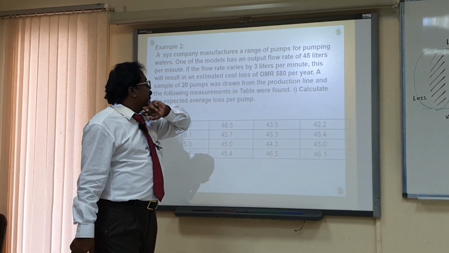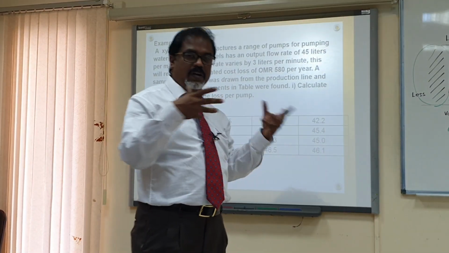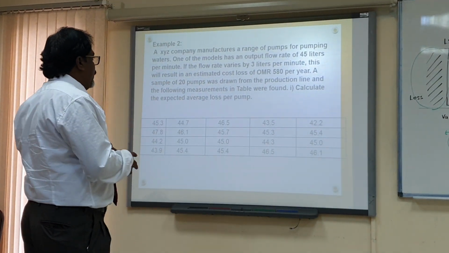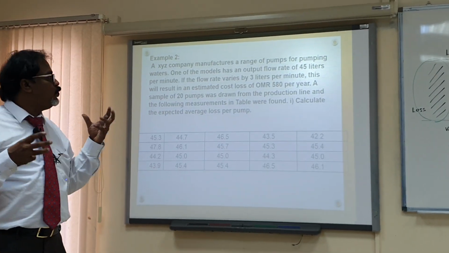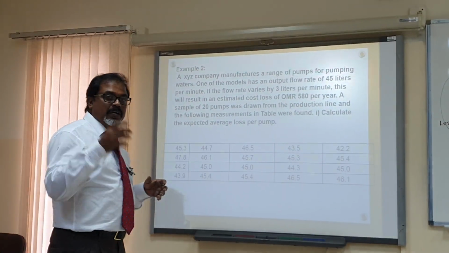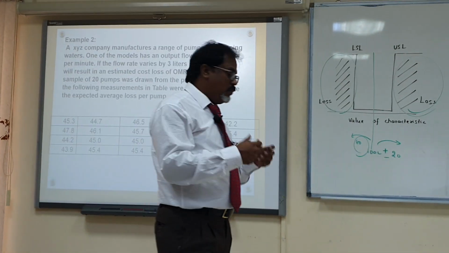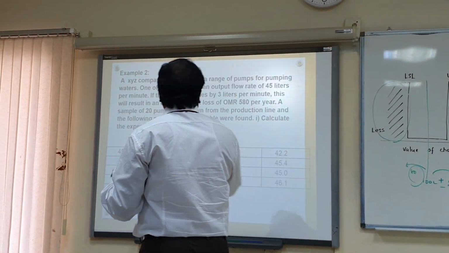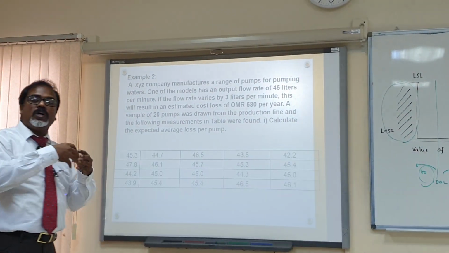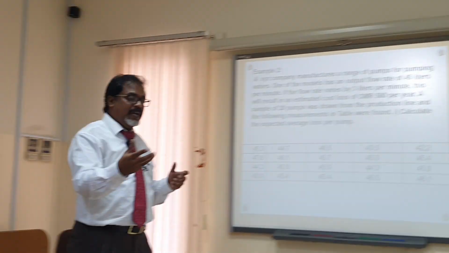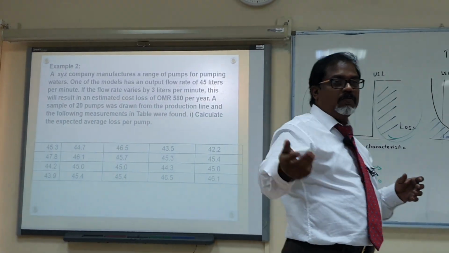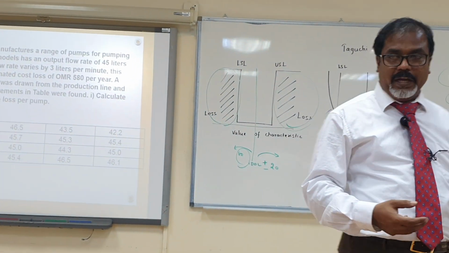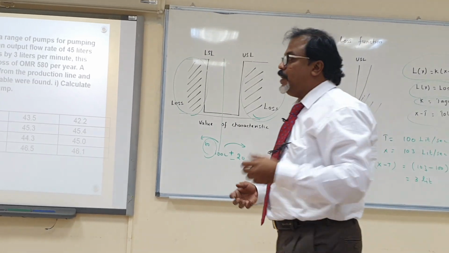XYZ company manufactures a range of pumps, a different variety of pumps for pumping water. One of the models has an output flow rate of 45 liters per minute. If the flow rate varies by 3 liters, as given by the manufacturer, that means there will be a chance of a maximum of 48 liters per minute, and a chance of 42 liters per minute.